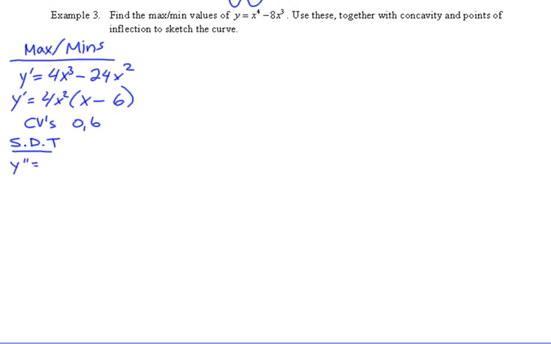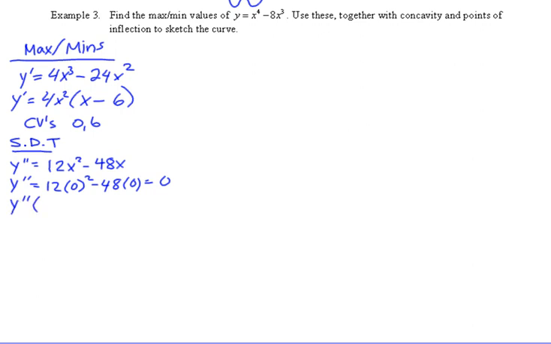Okay. So our second derivative is 12x squared minus 48x. So we're going to plug in which values? 0 and 6. So plugging in 0, positive or negative? It's 0. So that means neither local min nor local max. It's probably like that, right? Cubic type situation.